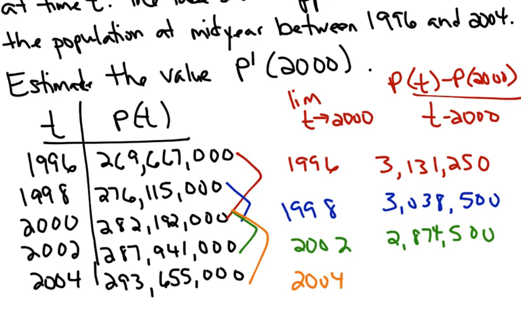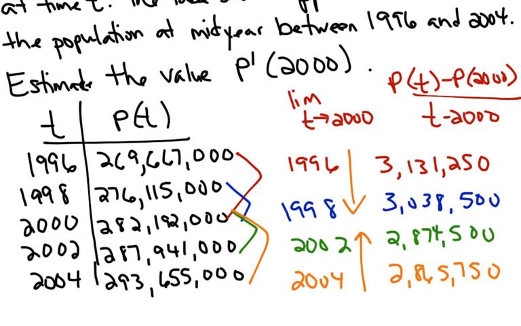So we're going to do the population in 2004 minus the population in 2000 and divide that by 4, because that's the number of years between them. And we're going to get about 2,865,750.